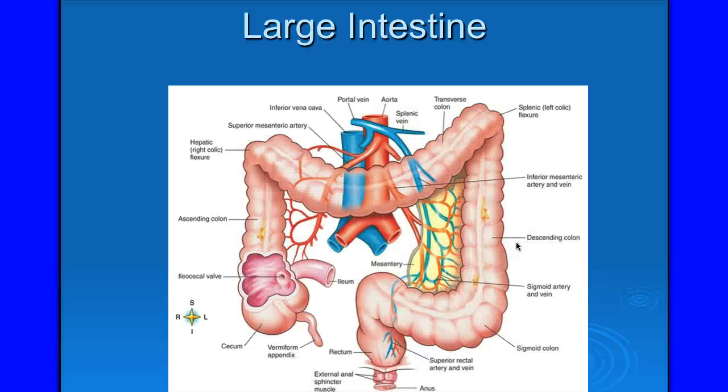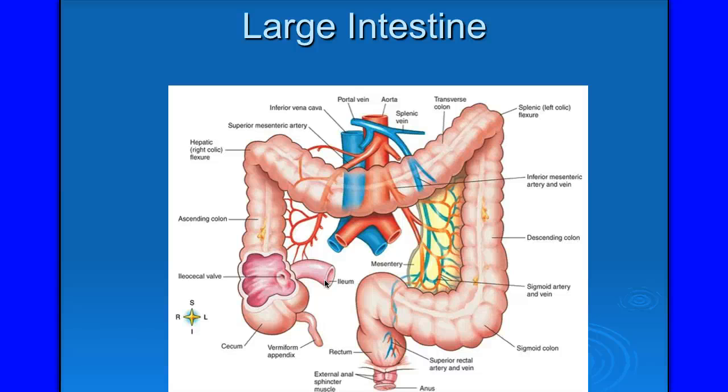Next, we'll have the large intestine. You'll see right here, this area right here is where the small intestine connects to the large intestine. So far we've had the stomach and the small intestine that are focused on digestion. The large intestine is the last part of the digestive tract, so the last part that works on digestion.